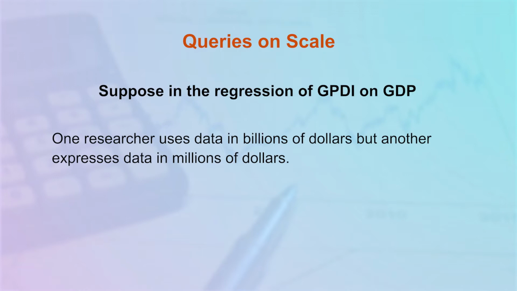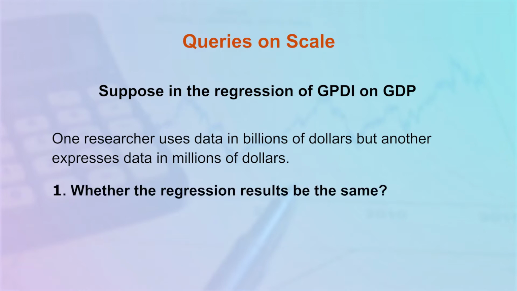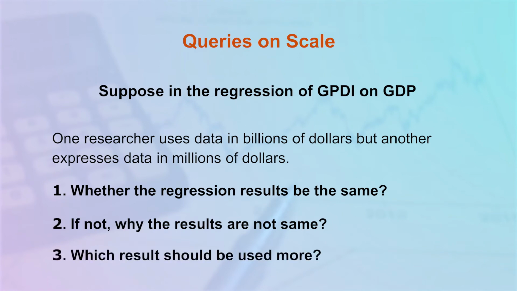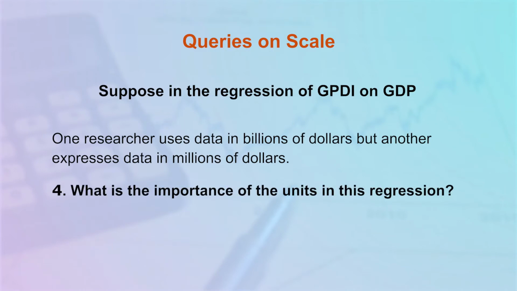The first question is this: whether the regression results will be the same. For example, when we look at the OLS properties, whether the properties will be affected or not, that is the first result it wants to say. If not, why are the results not the same, which result should be used more, and what is the importance of the units in this regression.